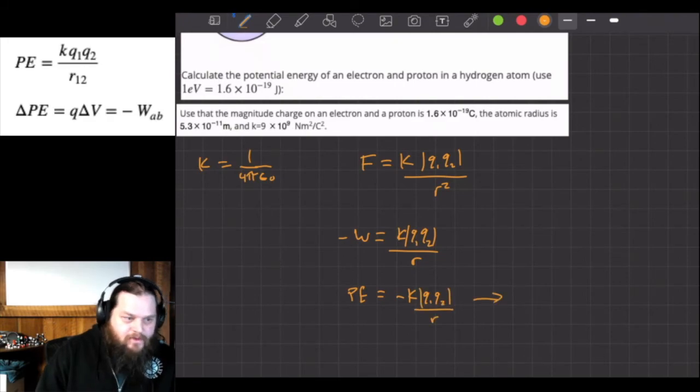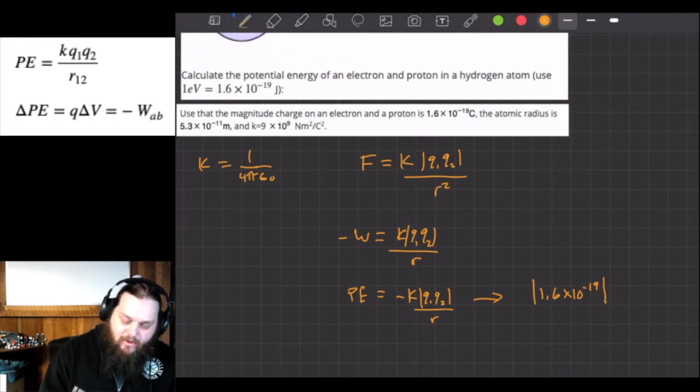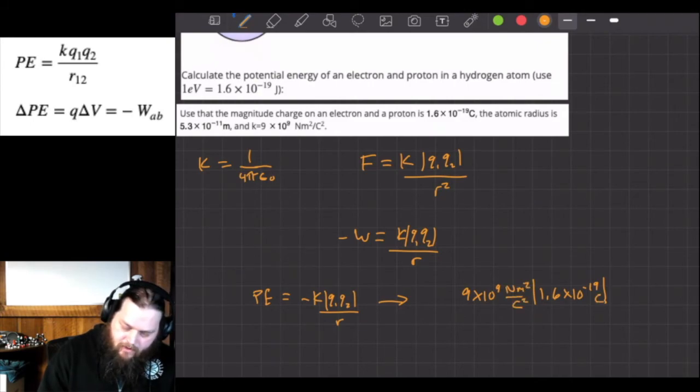Or we can say the potential energy is equal to negative k Q1 Q2 over r. Plugging in those values, in this case the charges are going to be the same value, right? That 1.6 times 10 to the negative 19 coulombs. That's the charge of an electron and of a proton, especially because we're taking the absolute value. The electron is always going to be a negative charge, and the proton is always a positive charge.